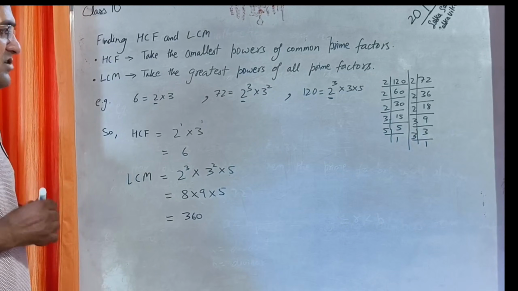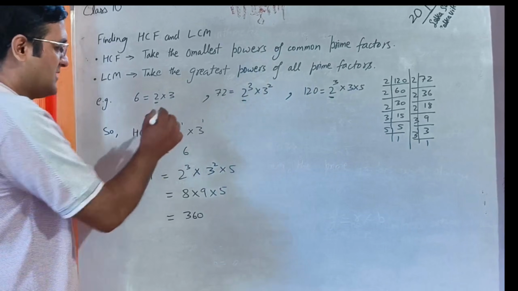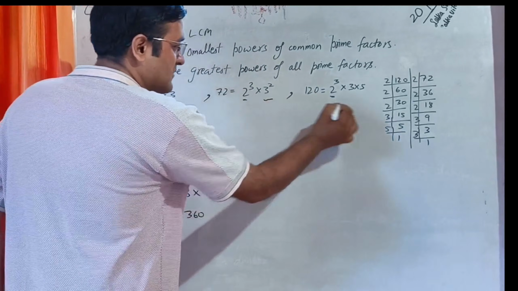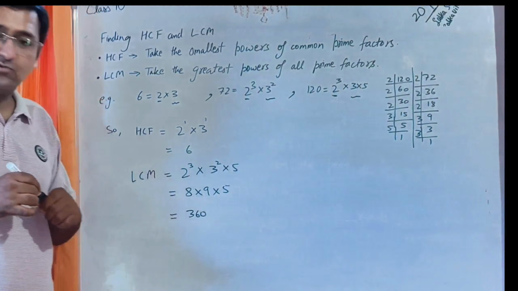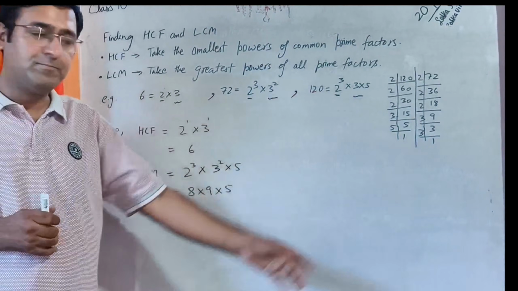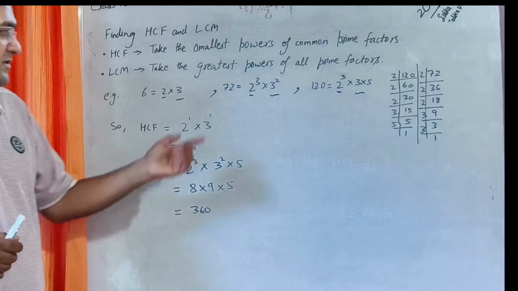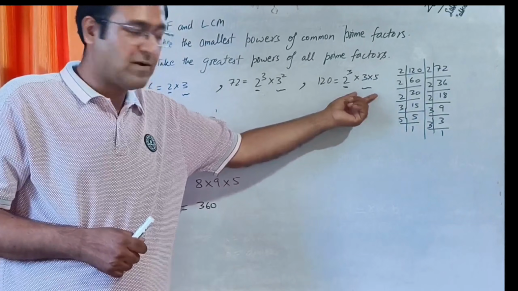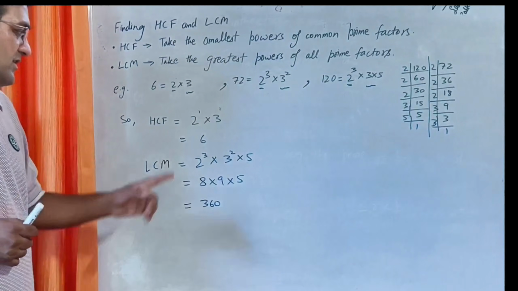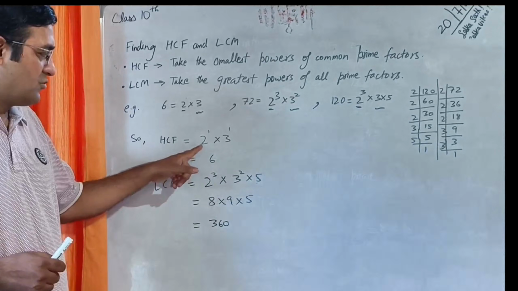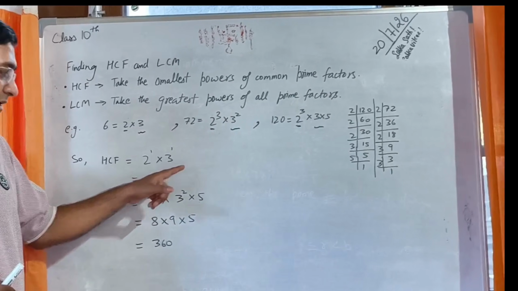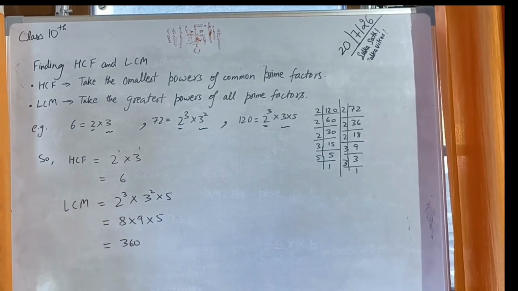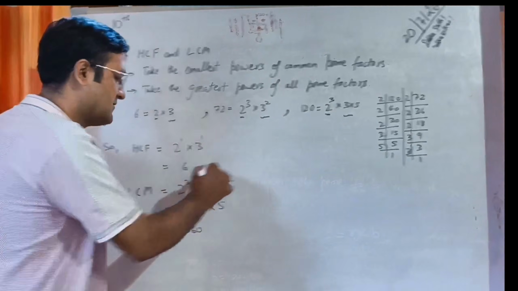Now similarly, we'll check for another common factor. 3 is here, 3 is here, 3 is here also. So 3 is also a common factor in all of them. So we'll take the smallest power of 3. We can see here the power of 3 is 1, here the power of 3 is 2, again the power of 3 is 1. So the smallest power of 3 is 1. So we have taken 2 raised to power 1 into 3 raised to power 1. So 2 into 3 gives you the HCF of 6.